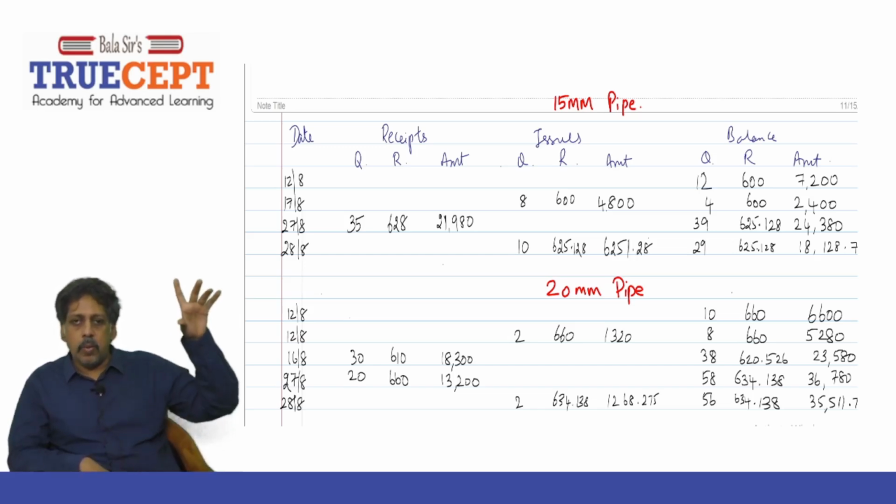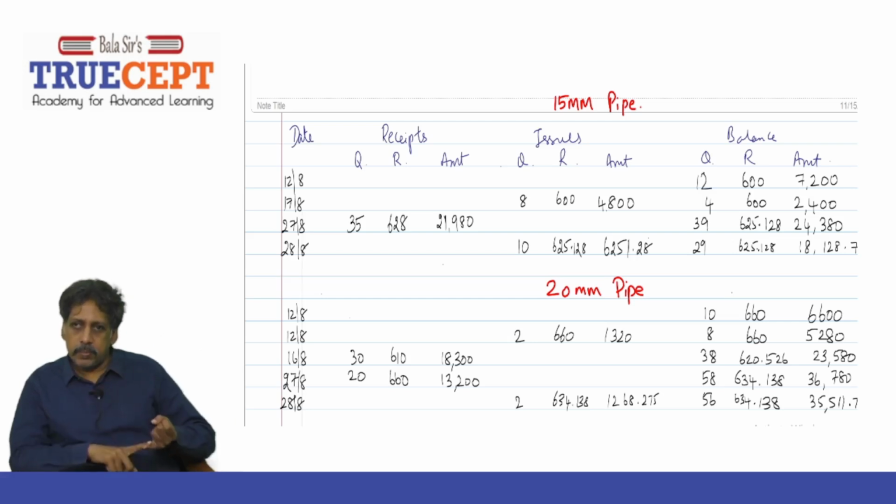So what are the columns? Date, and then you have the receipts: quantity, rate and amount. Issues: quantity, rate and amount, and balance: quantity, rate and amount. This is how you're going to work through the weighted average method. Just see the first one. On 12th August, there is an opening balance: 12 units at 600, 7,200. Under the balance column, 12 units, 600 rupees per unit, and so amount 7,200 rupees. Is that clear?